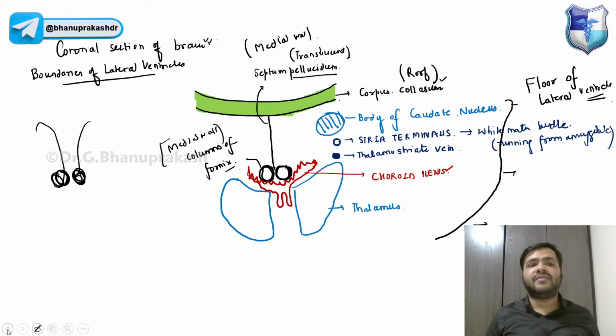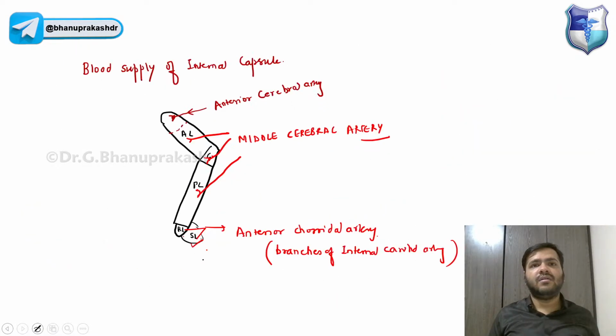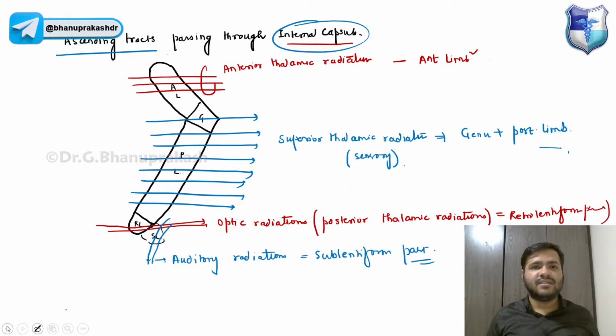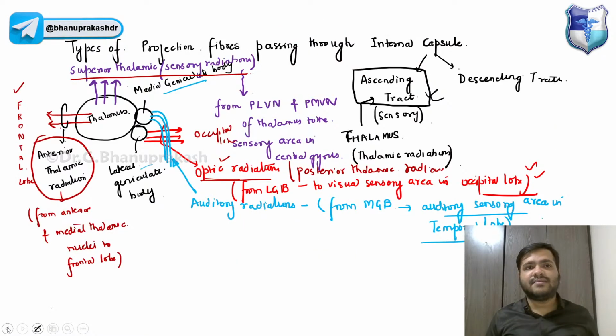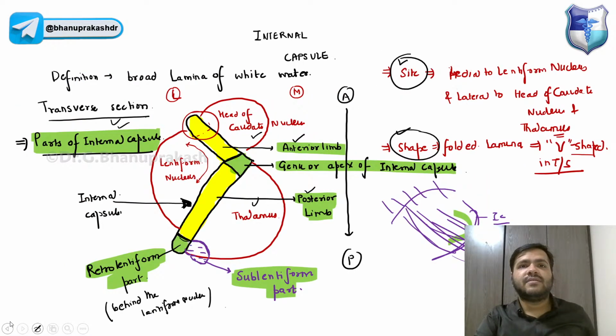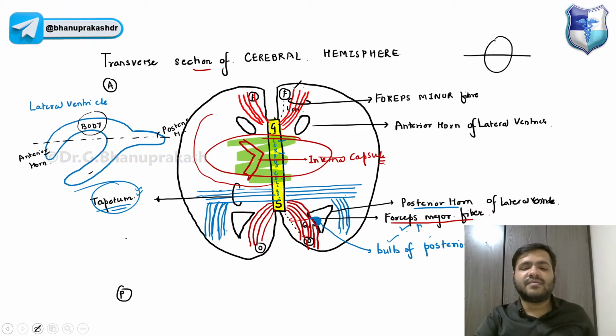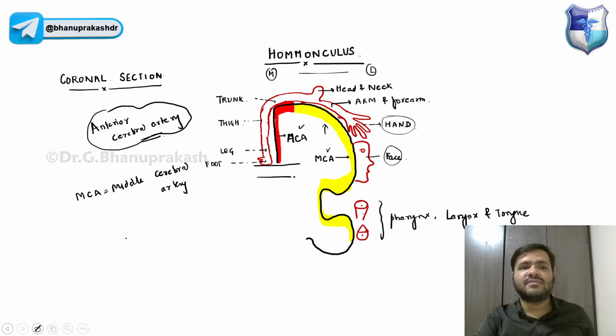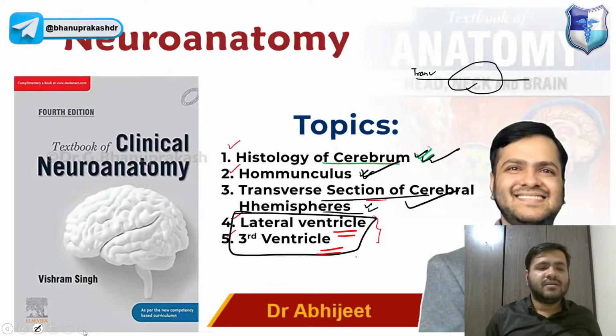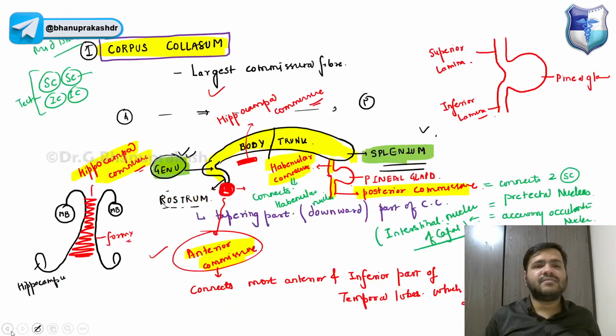The fourth ventricle, guys, we have already discussed. We have already discussed the corona radiata, the internal capsule, and the histological sections. So we have completed all the topics for today, right? We have discussed the transverse section, the homunculus, and the histological section as well. So that is all.